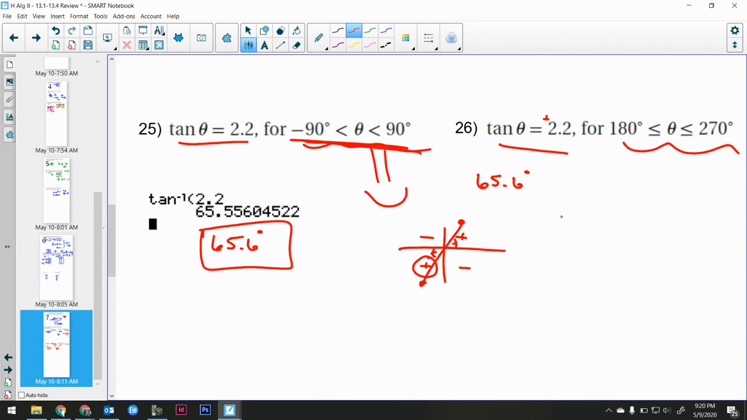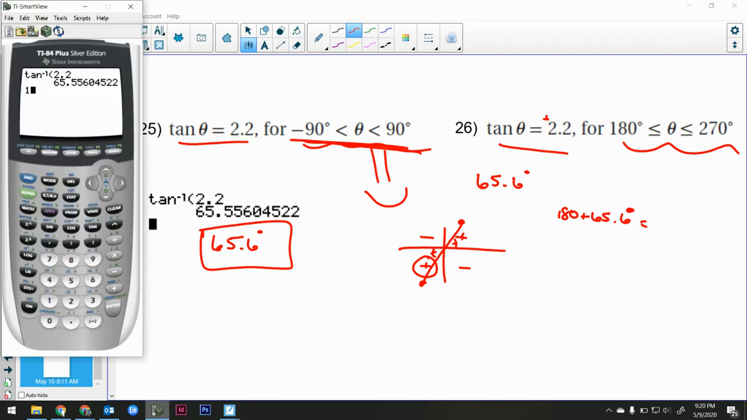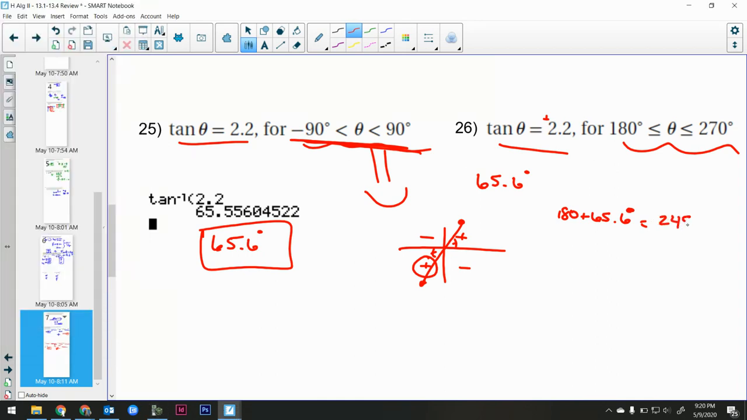So where does this end up? This is 180 plus 65.6, just logically reasoning through 180 plus my reference angle of 65.6 degrees. And that's going to get me 245.6, which fits within this domain. If I calculated an angle and it still didn't fit within my domain, then you would say no solution there. Like if this had come out to be, I don't know, 280, not within my domain, you'd have to say no solution. But since it fits, it's good.